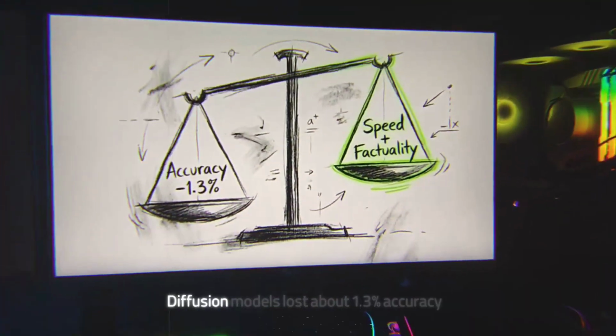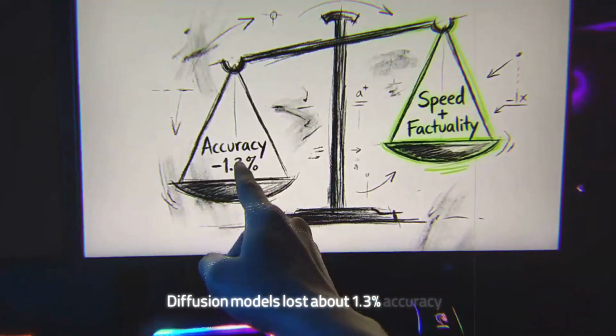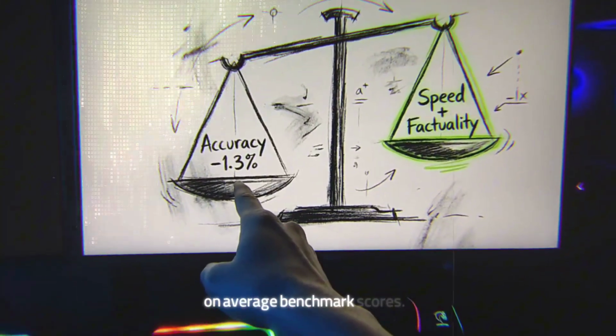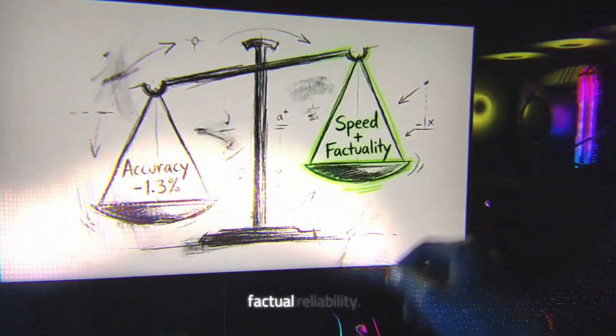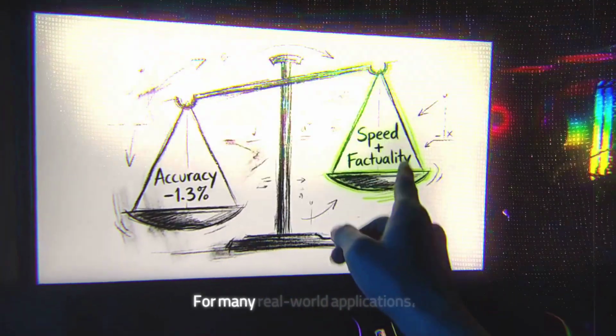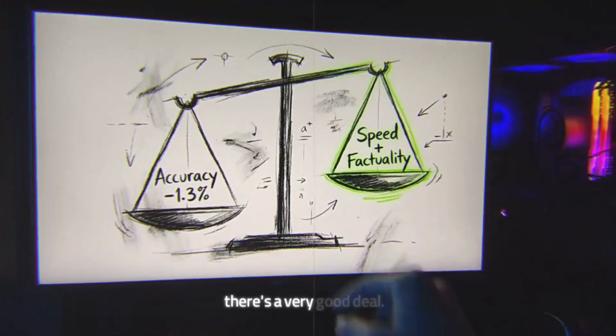The trade-off. There is a trade-off. Diffusion models lost about 1.3% accuracy on average benchmark scores, but in return, they gained massive speed and better factual reliability. For many real-world applications, that's a very good deal.